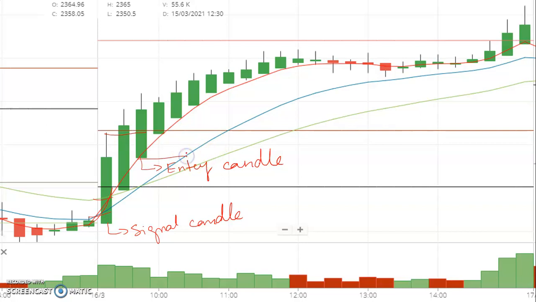Entry candle low is the stop loss. Target, so here the resistance was already broken, so it's kind of achieved target. The next target will be our resistance 2, which was achieved at the end of the day. And for the double confirmation, look for the volume which is higher than the last 3 to 4 candles. So this is a buy call, and we achieved the target.